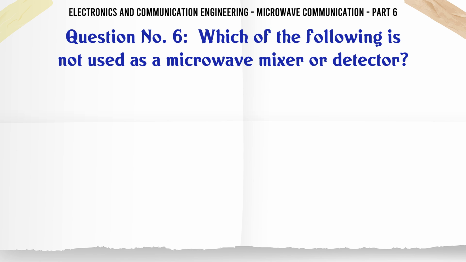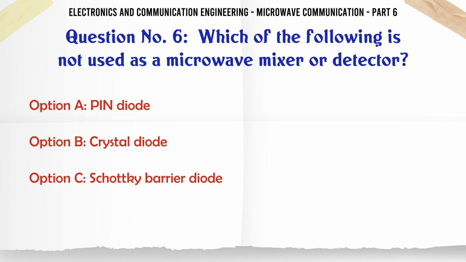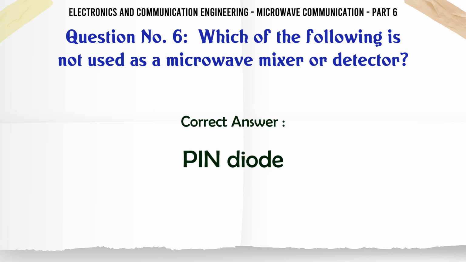Which of the following is not used as a microwave mixer or detector? A. PIN diode. B. Crystal diode. C. Schottky barrier diode. D. Backward diode. The correct answer is PIN diode.